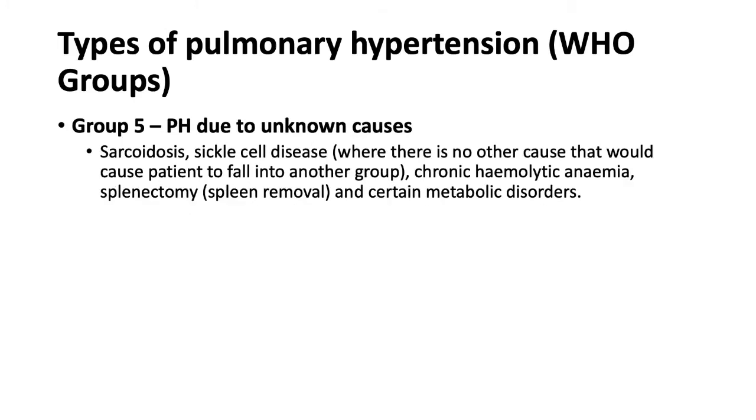And then type 5 is where the cause is mixed or not known. So in the official classification, sickle cell disease is put in here because there are patients with sickle cell disease where no other particular reason can be found other than the fact they've got sickle cell disease.